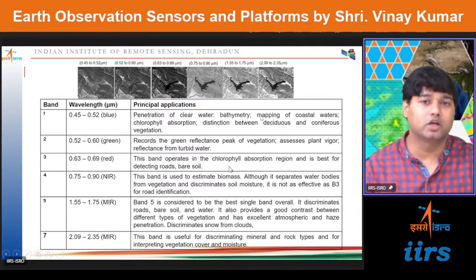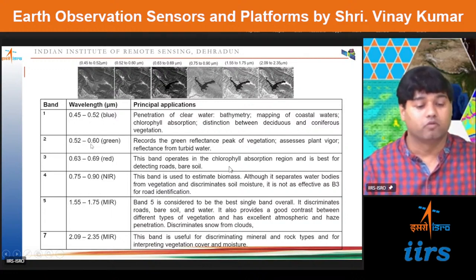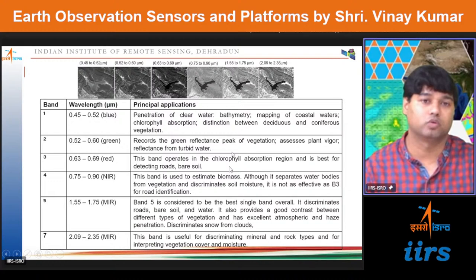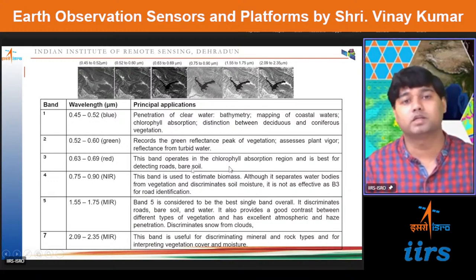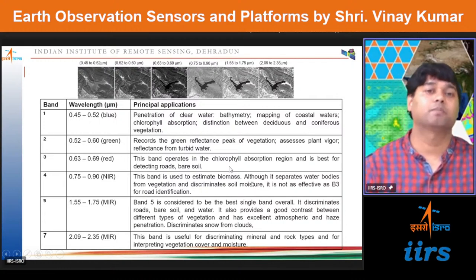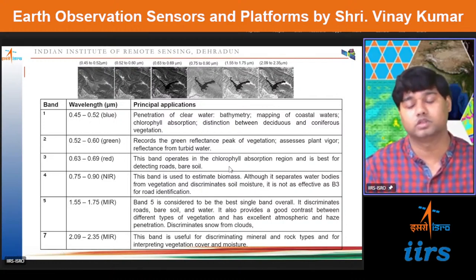Normally, blue bands are useful for water applications and distinction between deciduous and coniferous forest. Green band is used for the reflectance peak of vegetation, assessing plant vigor, and reflectance from turbid water. Red band operates in the chlorophyll absorption region and is best for detection of roads and bare soil. Near infrared band is useful for estimating biomass, and it separates water bodies from vegetation.